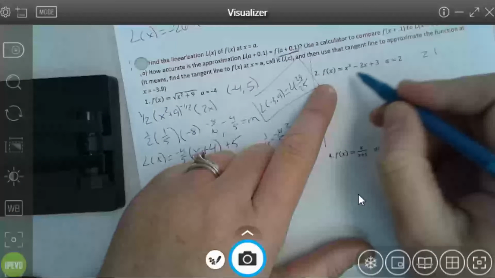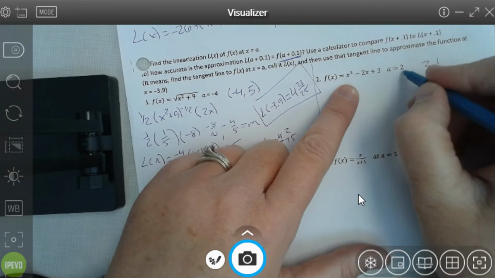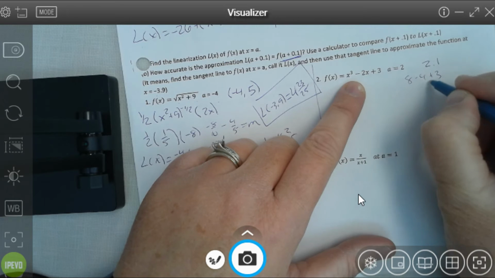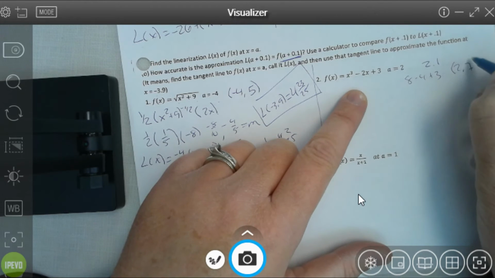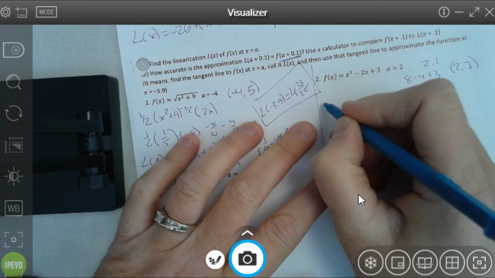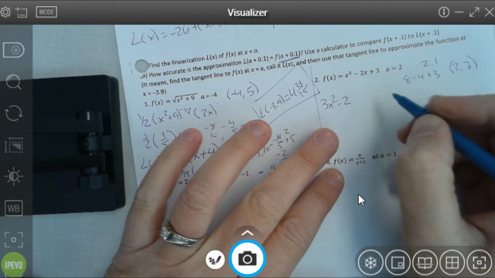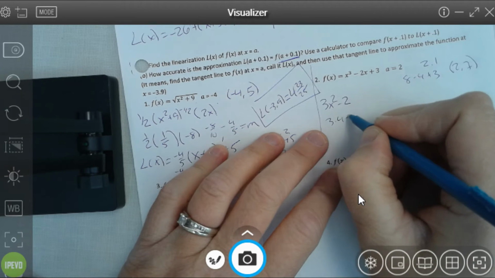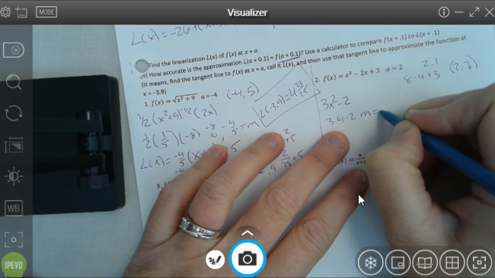So let's try another one here. So plug in 2 into the original. What is it? 8 minus 4 plus 3. So it's 7. So (2, 7) is my point. And now take a derivative. Plug in my 2. 10. So my slope is 10.